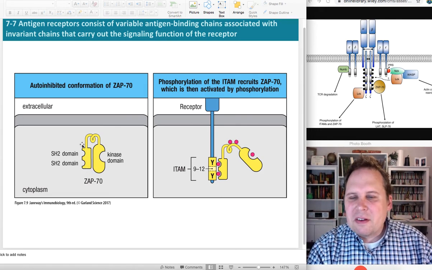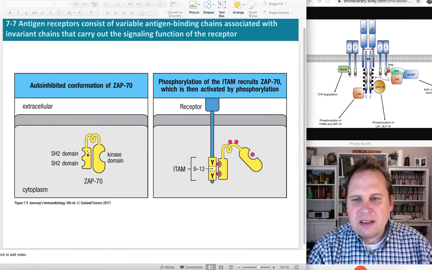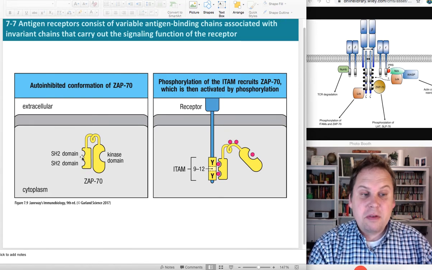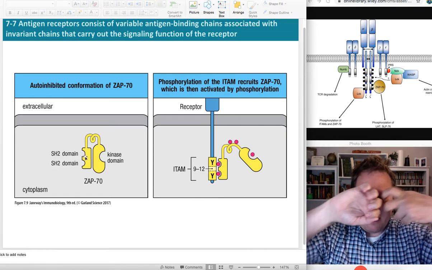This over here is called an SH2 domain. Now those are neat. SH2 domains are able to bind to phosphotyrosines. And this actually has two SH2 domains right next to each other, so it can bind two phosphotyrosines, just like that.